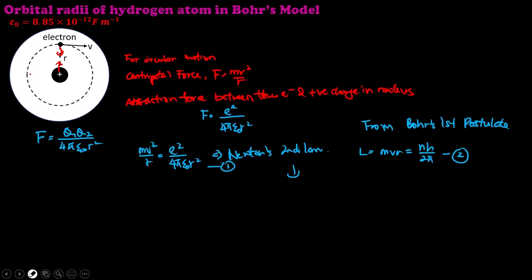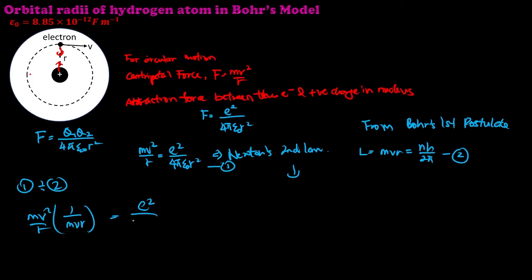Okay, now we are going to derive the velocity of the electrons, because when it is in a fixed orbit, the electron still orbits around the nucleus. So how do you get the velocity of the electron? By using equation 1 divided by equation 2, you will get mv squared over r, over mvr. On the left hand side you have this, and on the right hand side you will have e squared over 4 pi epsilon naught r squared, and then 2 pi divided by nh.